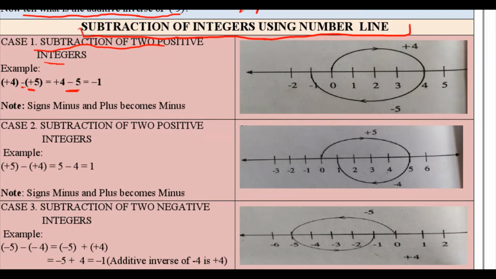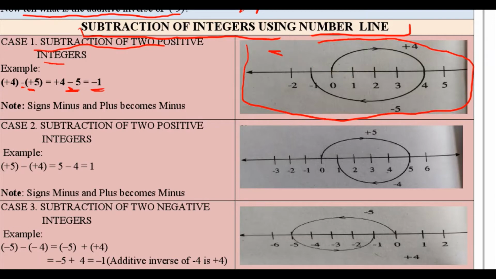Now both of them have different signs, so we will subtract them. We get 1 and put the sign of the greater number, 5, which is minus. So minus 1 is the answer. And you can even see this on the number line. How has he done this? See, he has moved 4 steps from 0 first.